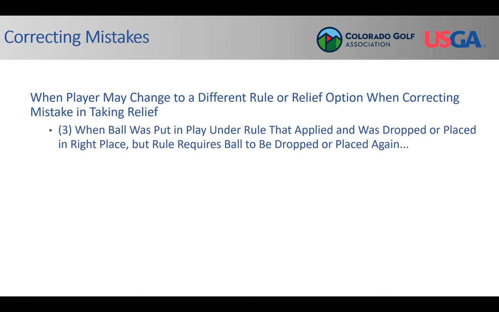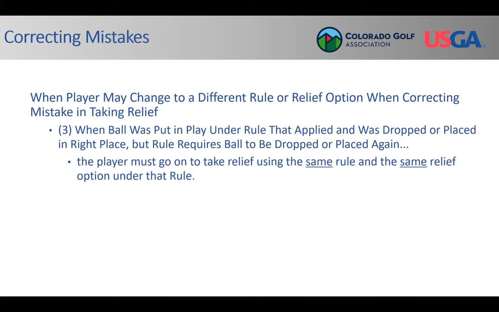So now we're going to talk about getting pretty much mostly everything right. Just at the very end, we're going to have to try and do something over again. So we're going to put a ball into play under a rule that did apply, dropped or placed in the right place, but maybe the rule is just going to require us to redrop, or drop it over again. If we did all that, we got to go on to use the same rule and the same relief option. Again, we were pretty much stuck with everything we got right, which was pretty much everything up until the end where we needed to redrop it. So we got to go use the same rule, same relief option here.